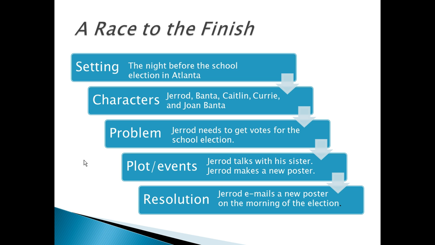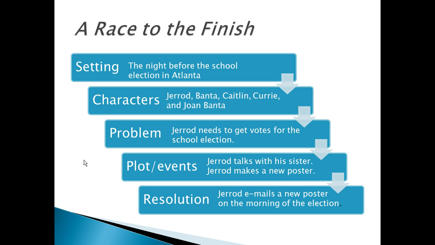So first of all, the setting of the piece: the night before the school election in Atlanta. Obviously, Atlanta is a real place, so the author used a real place for that. The characters: you want to list the main characters in your story. You can see all the characters that I have listed there, and those are the main characters in the story of A Race to the Finish. Also a problem. You want to think about the problem that the characters or main character may have. For example, in this story, Jared needs to get votes for the school election.